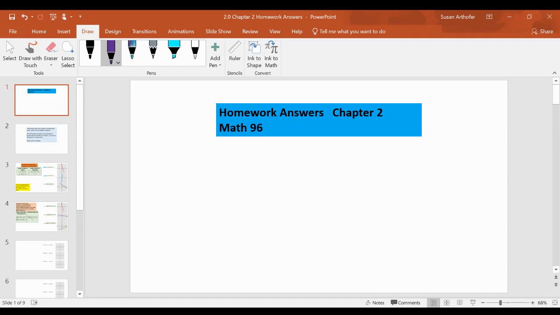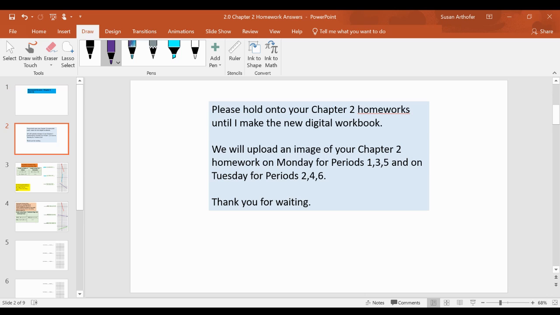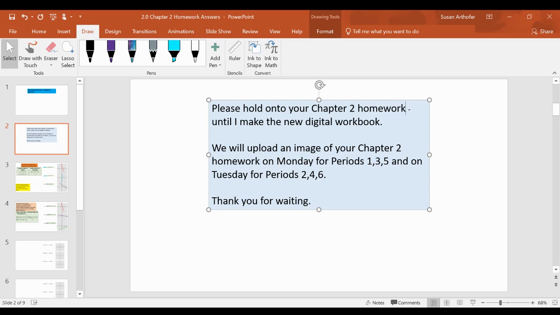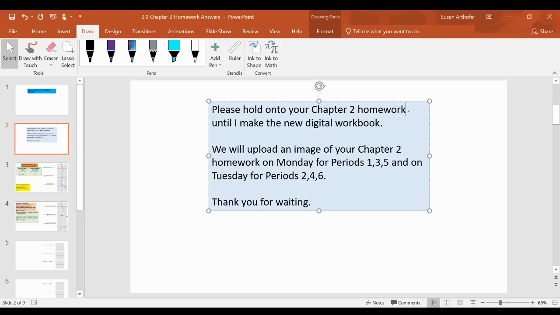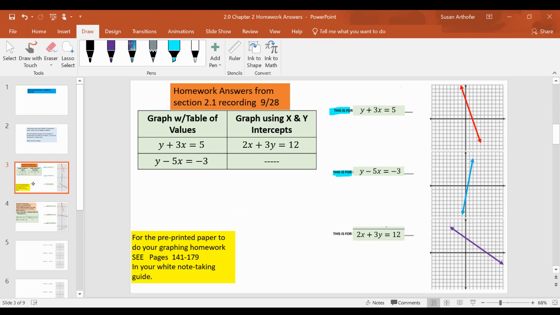Hello, Math 96. So these are your homework answers for Chapter 2. Please hold on to your Chapter 2 homework until I make the new digital workbook. So if you can hold on to that until Monday. We'll upload an image of your Chapter 2 homework on Monday for periods 1, 3, and 5, and on Tuesday for periods 2, 4, 6. So thank you for waiting on that.